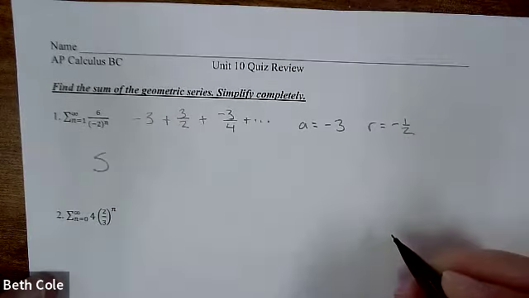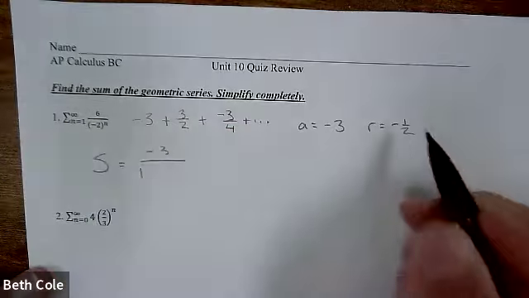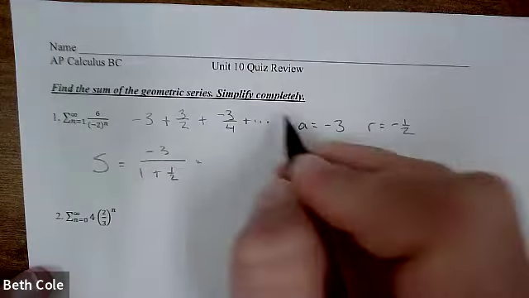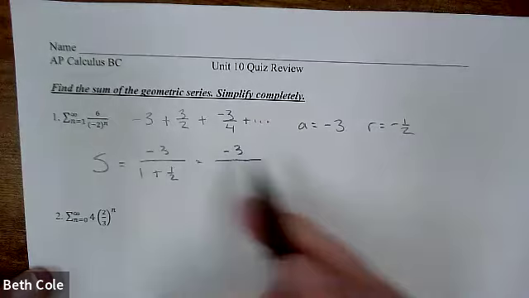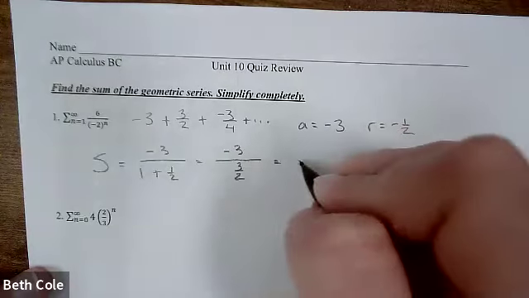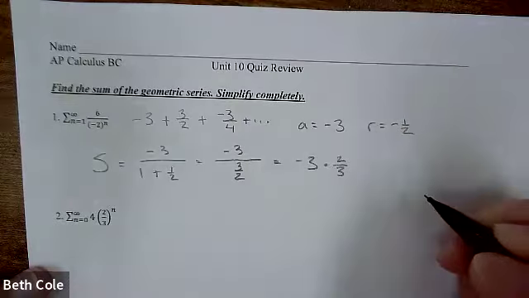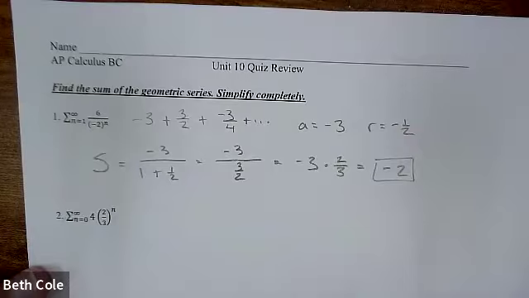And then your sum is a over 1 minus r. So -3 over 1 minus -1/2. So that'll be +1/2. And we are going to simplify it all the way. So like pretend it's multiple choice. Your choices aren't going to look like this. This would be 3/2. And when you divide by a fraction, that's the same as multiplying by the reciprocal. The 3's cancel, and you get -2.